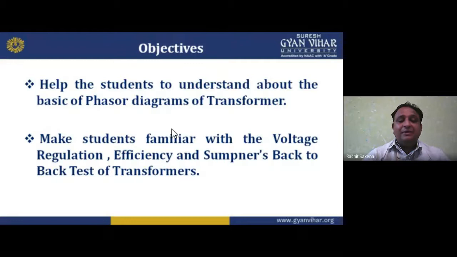Secondly, make students familiar with voltage regulation. What is voltage regulation? What is efficiency? How can we calculate efficiency? And Sumpner's back-to-back test of transformers. So we are going to cover these three topics today. Without the phasor diagram we can't identify the voltage regulation. So these are the objectives which we are going to accomplish in this lecture.